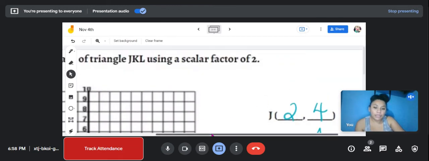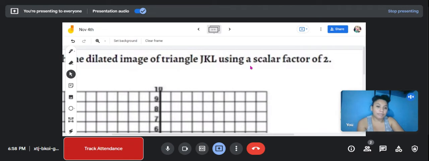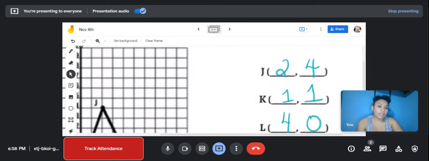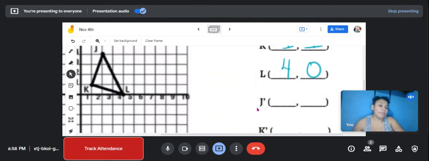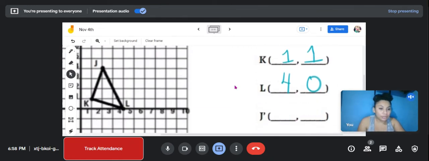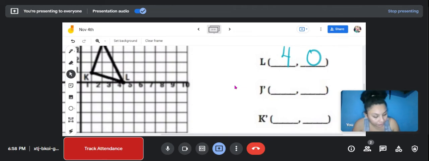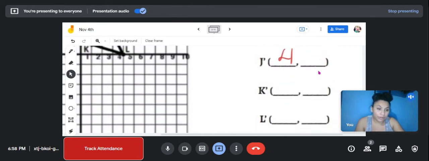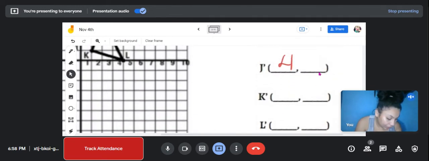And now it says that you are to show the dilated image under a scale factor of 2. So I'm going to be taking each one of these, 2, 4; 1, 1; and 4, 0, and I'm going to be multiplying each number by 2 to get my new points. So 2 times 2, how much is 2 times 2? That is going to give you guys 4. The other number is 4. 4 times 2 is going to give me 8.